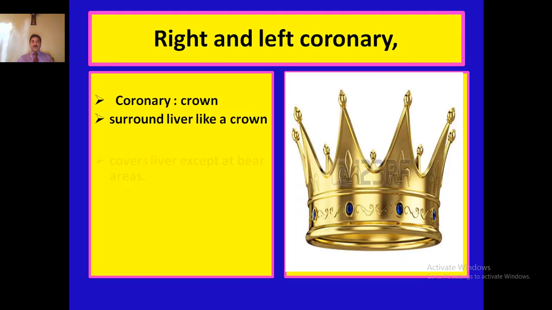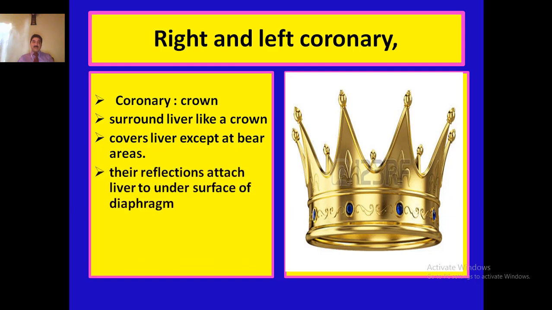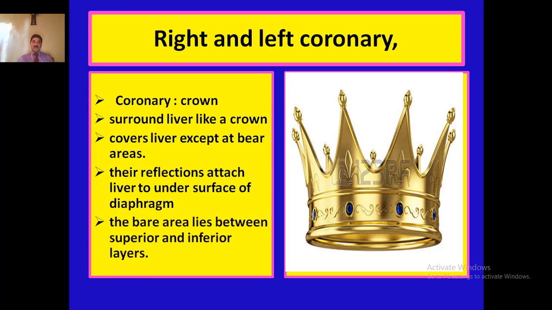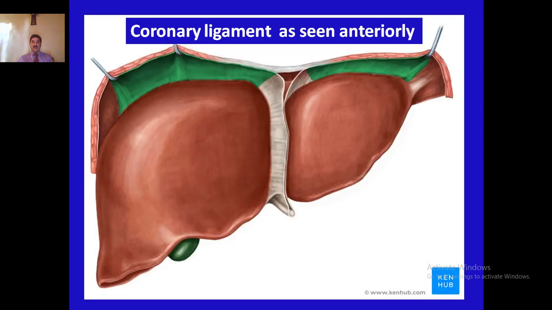Right and left coronary ligaments. Coronary means crown. It surrounds the liver like a crown. It covers it, but leaves certain areas uncovered. Those areas are called bare areas. As already said, it covers the liver like a crown, but not like a cap, leaving certain areas bare. Their reflections attach the liver to the undersurface of the diaphragm. The bare area lies between the superior and inferior layers of the coronary ligament.